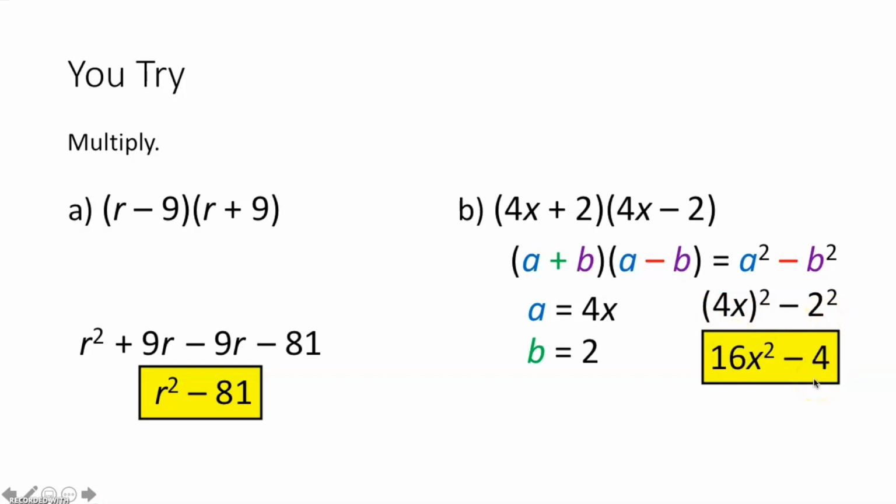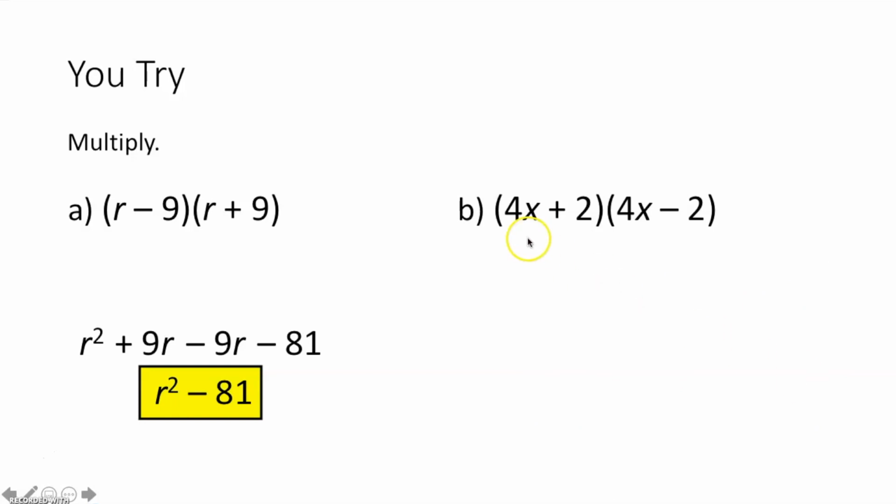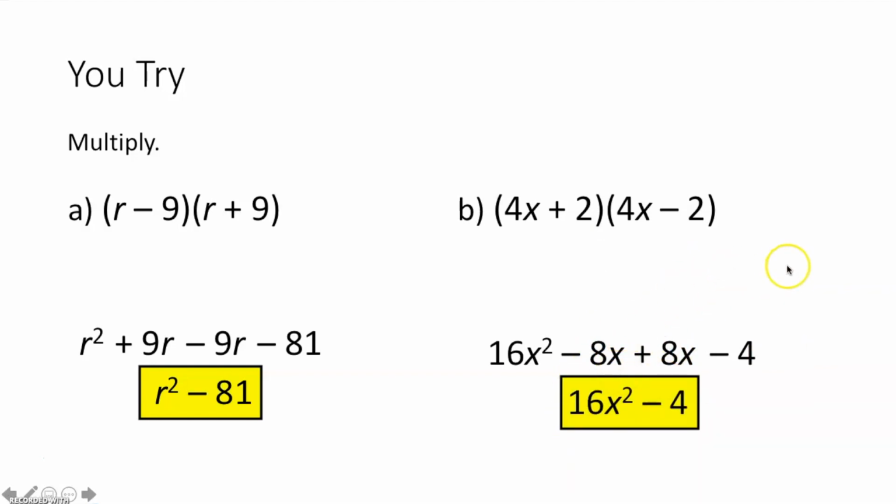If for some reason you forgot how to do that, you just FOIL. Multiply the first terms together. 4x times 4x is 16x squared. And then you multiply the outer terms together. 4x times negative 2 is going to be negative 8x. Multiply the inner terms together. What's 2 times 4x? That's positive 8x. Multiply the last terms together. 2 times negative 2 is going to be negative 4. Combine like terms. These two in the middle are going to cancel each other out. And you're done. You get the same thing that you got with our shortcut.